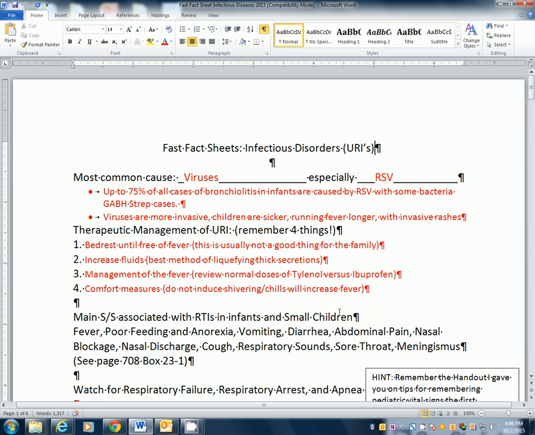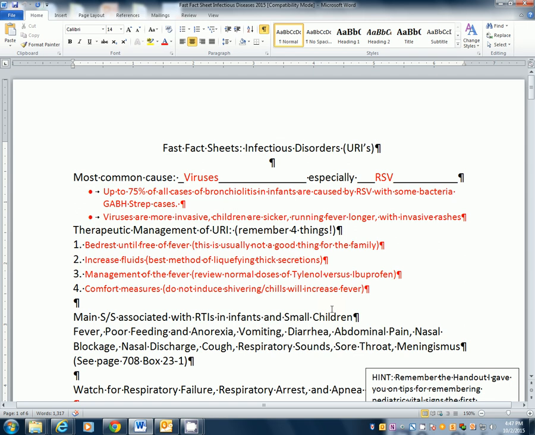And in case you have forgotten, I'll be nice. Tylenol, 10 to 15 milligrams per kilogram. Ibuprofen cuts off at 102.5. Anything below that, 5 milligrams per kilogram. Anything above that, 10 milligrams per kilogram. And for pain, 10 milligrams per kilogram.